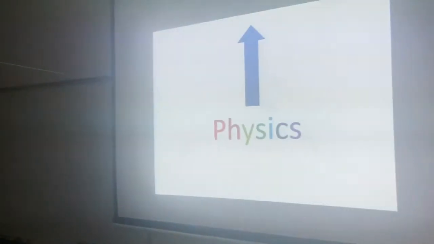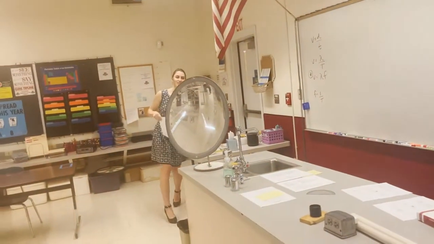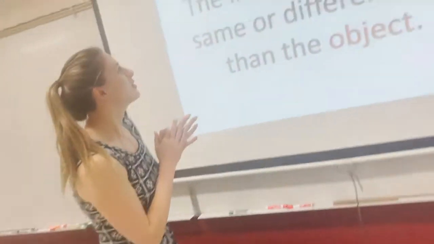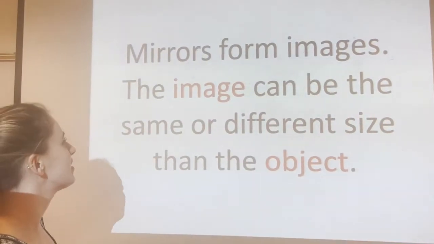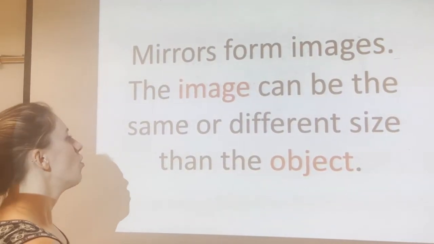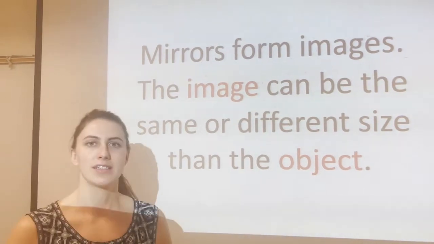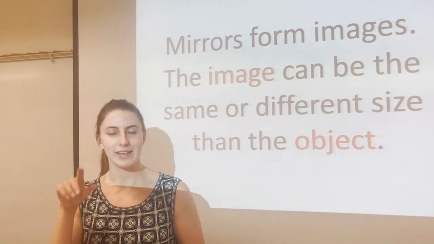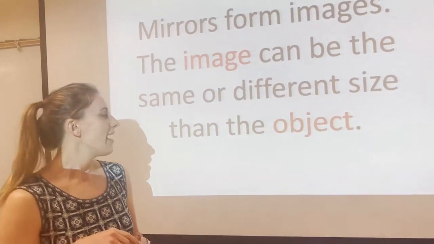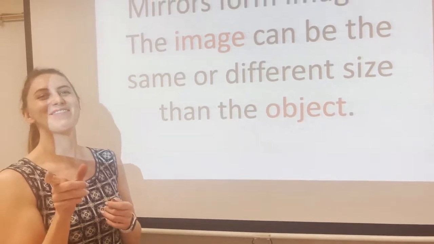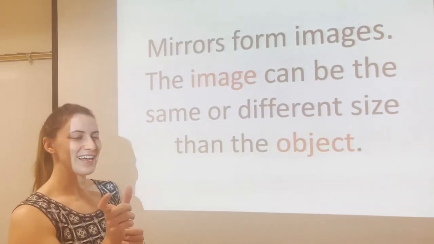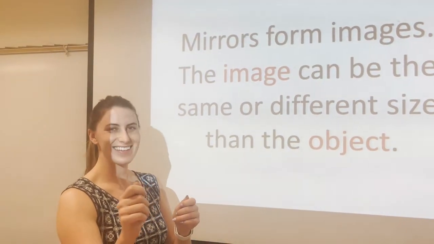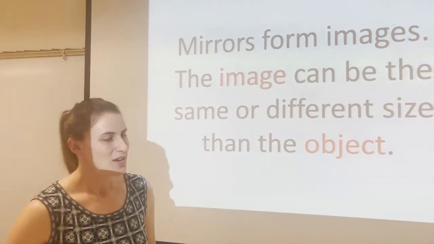Mirrors for images. I think that's what you labeled this lesson, Logan. Yep. So mirrors form images. The image can be the same or different size than the object. We saw that a moment ago with the mirror, and remember our Get Real lab when we had the letter L for love, we love physics, and when we changed the distance between the mirror and the object, the L got bigger and smaller, right?